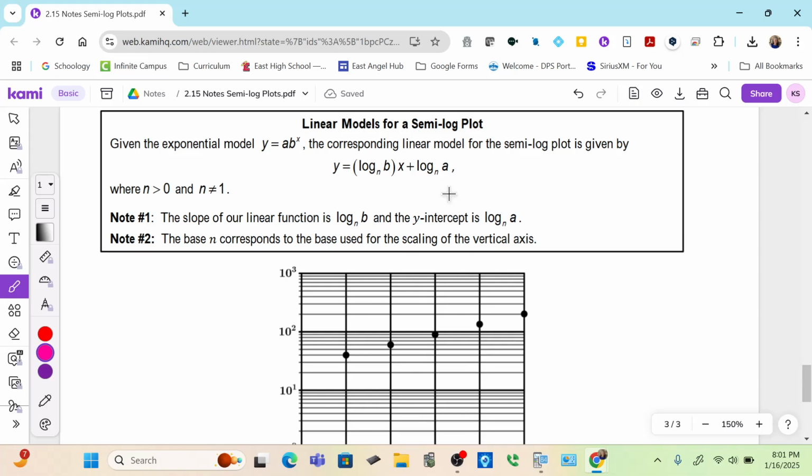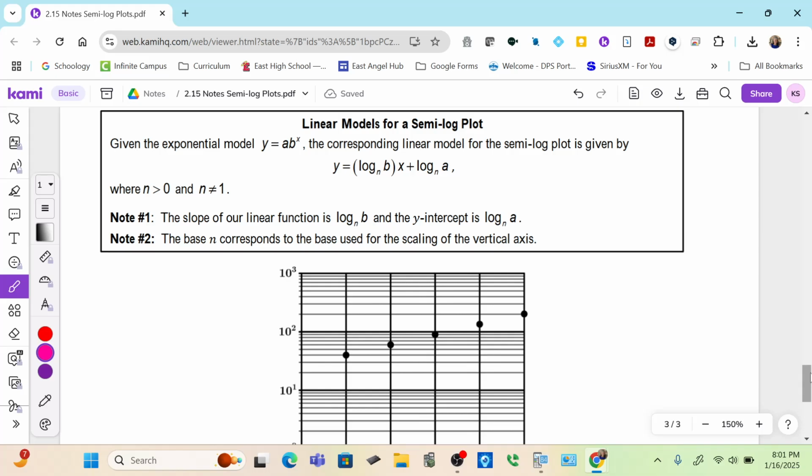And n has to be greater than 0 and it cannot equal 1. So the slope of our function is log base n of b and the y-intercept is log base n of a. The base of the logarithm corresponds to the base used for the scaling of the vertical axis.